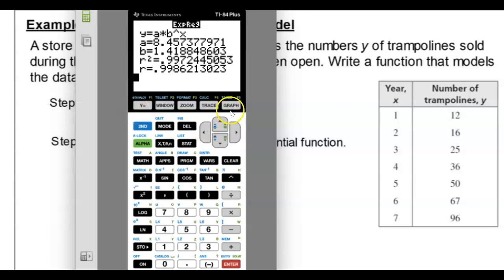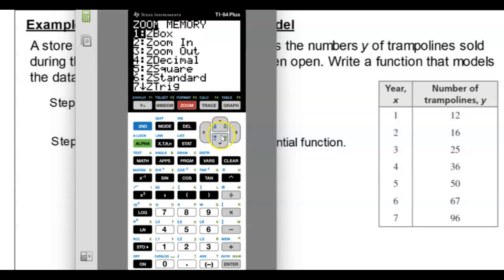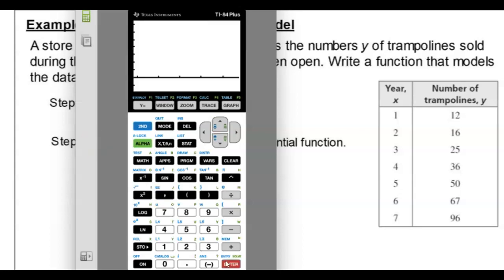So now if you go to graph, my graph is weirdly zoomed out from something else. So what I can do is zoom, and I want the one that says zoom stat. What it's zooming in on is whatever you put in your stat area, like when we did that table. So hit enter on zoom stat, and it should go ahead and graph it.